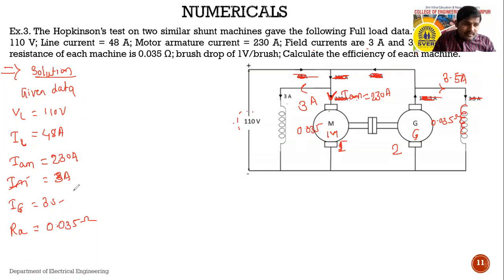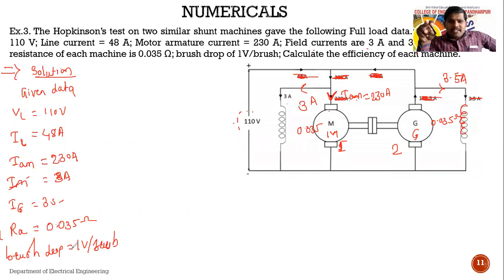Okay. So the brush drop equals 1 volt per brush. There are 2 brushes in one machine, so 2 volt per machine. All of you understood that?